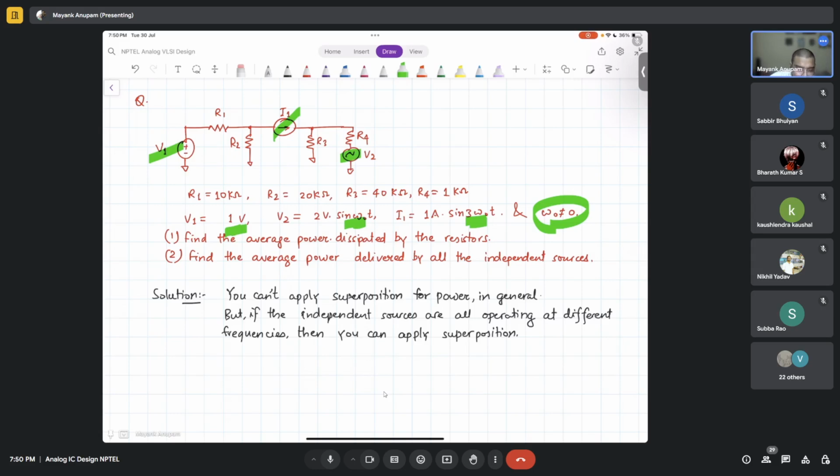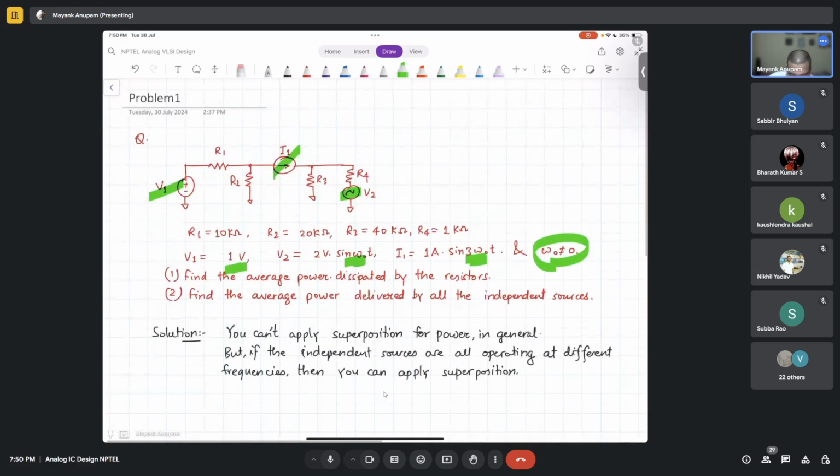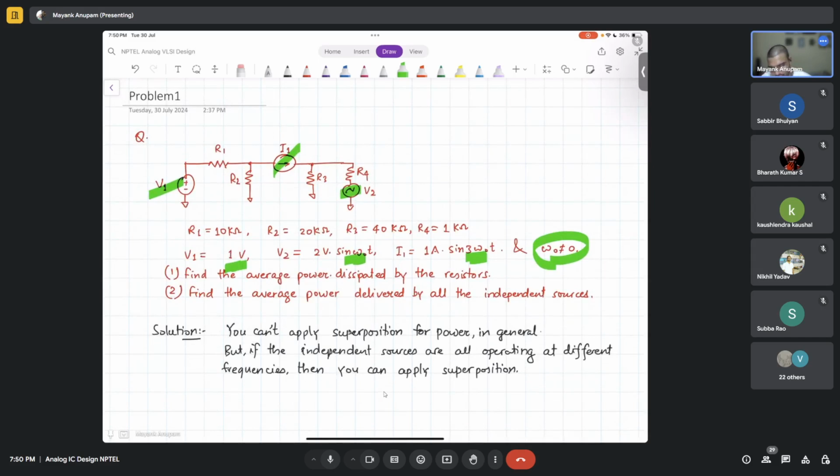What is the power delivered by any source, voltage source? What is the exact formula of power? How is the power defined? It is V times I, isn't it? Average of that. Yes, so if you have an element here, it's actually applicable for anyone.